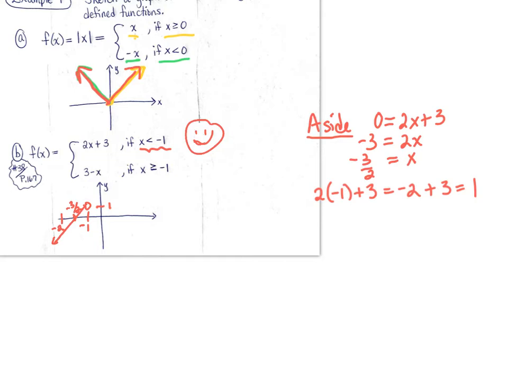Now, the second part says we have 3 minus x if x is greater than or equal to negative 1. So again, let's figure out what happens there. So 0 is equal to 3 minus x, or in other words, x is equal to 3. And so that means that we have 3, 0 is on the graph. So that point here would be 3.